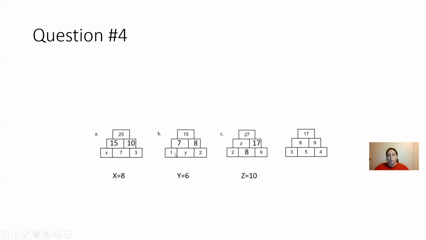Next question, what are we doing in B? Okay, so we were given 1, Y, 2, and 15. Set up the same way except the variable is moved to the center at the bottom. This one's going to be more of a trial and error. It might take you a little bit longer. So what we're doing is we are finding numbers that are going to work for this whole thing. Basically, you're going to have to figure out what Y is. So I came up with 7 plus 8 equals 15. And so 7 minus 1 is 6, and 8 minus 2 is 6. So Y equals 6. That's right here in the center.